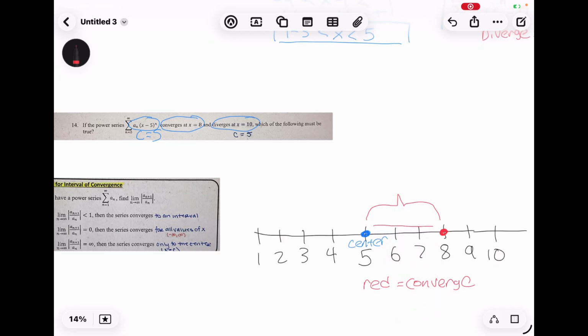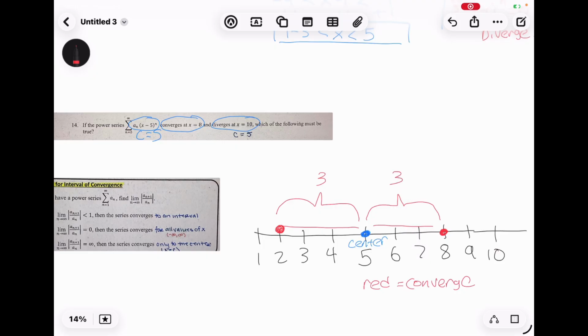So that means on the other side, going this way, 1, 2, 3, at 2, right here, this part also converges because a radius goes both ways. So this is 3, this is 3.